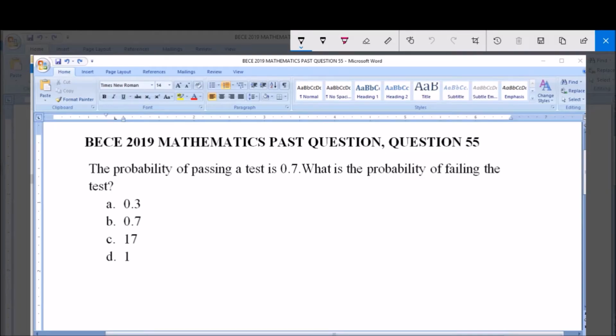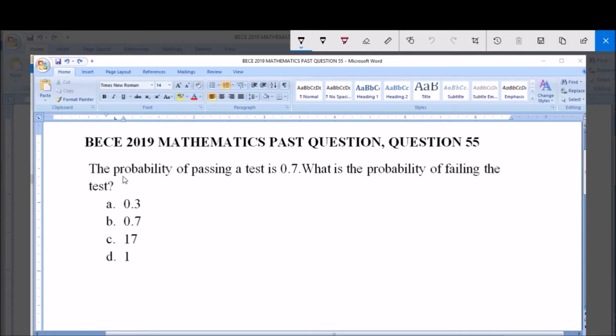Today we're going to be dealing with BECE 2019 Mathematics Past question 55. The probability of passing a test is 0.7. What is the probability of failing the test? A, you have 0.3, B, you have 0.7, C, you have 17, and D, you have 1.